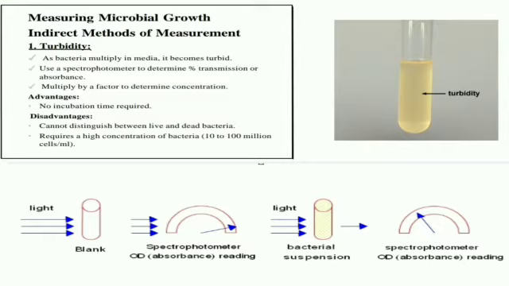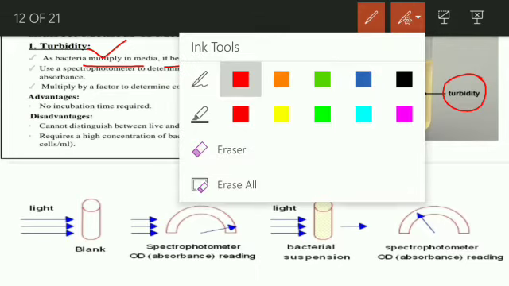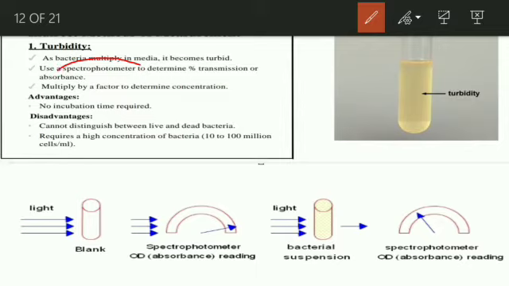Very, very important method. This is going to be an indirect method called the turbidity method. You know, when a bacteria grows in a particular medium, it forms a turbid solution. When bacteria multiply in media, it becomes turbid. We use a spectrophotometer. You know what a spectrophotometer is? A spectrophotometer works on the Beer-Lambert law principle. You might have heard that principle before.